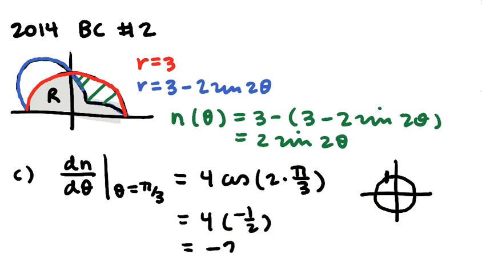And that's negative 2 units per radian, I suppose. That is a nice number, isn't it? I thought so too. All right. Oh, and then part D. Okay, I like this. I'm glad we're getting one of these examples in here.